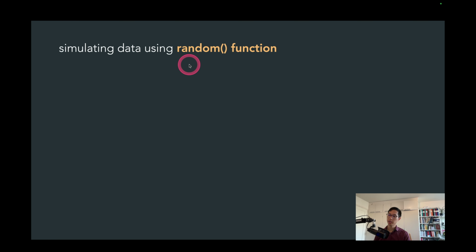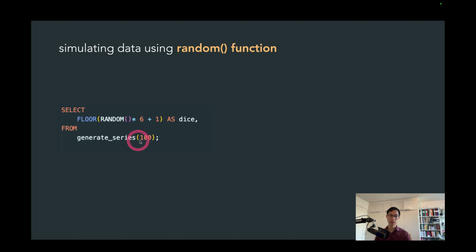We can simulate data using the random function. So select floor random times 6 plus 1 as dice. Why do we do all of this? Because random gives us values between 0 and 1, and these are floating values. We take it times 6, so we have between 0 and 6. With plus 1, we have between 1 and 7. And then we do floor, which rounds it down to the nearest integer.